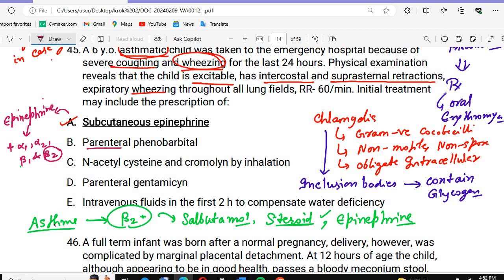See, parenteral phenobarbital, parenteral is IV. Phenobarbital we give in patients having anxiety, and this is the antidote of barbiturates. Antidote of barbiturates. So of course this is not the possible drug for asthmatics. N-acetylcysteine and cromolyn by inhalation.